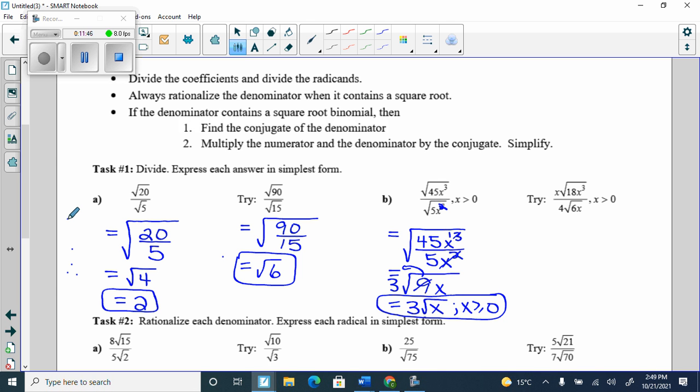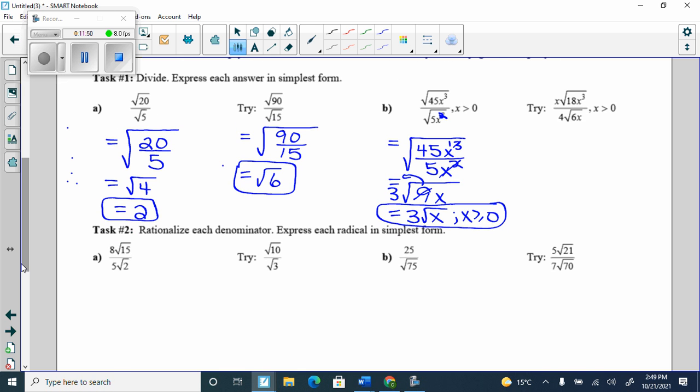You do the try. And then task 2, you're going to notice we can't do this. What are we going to have to do? Something different. So do the try.